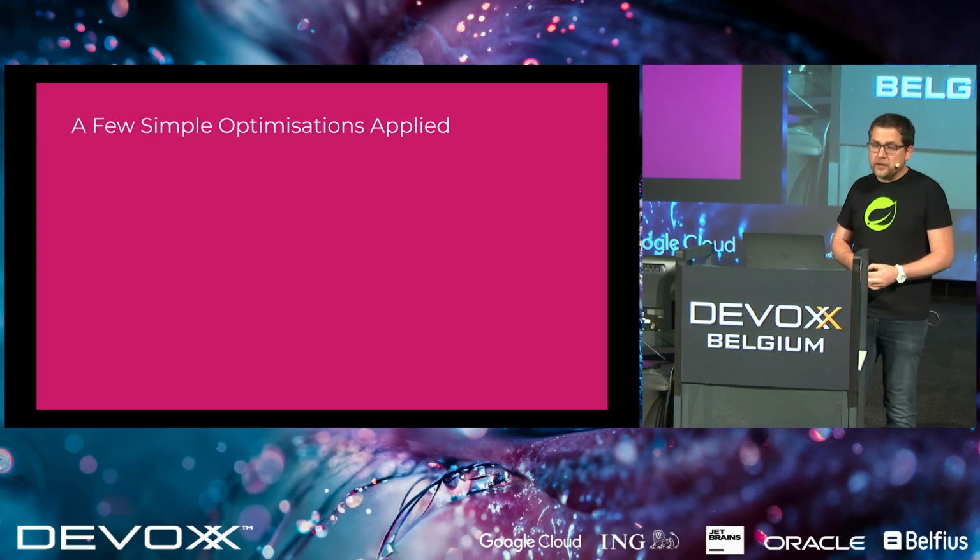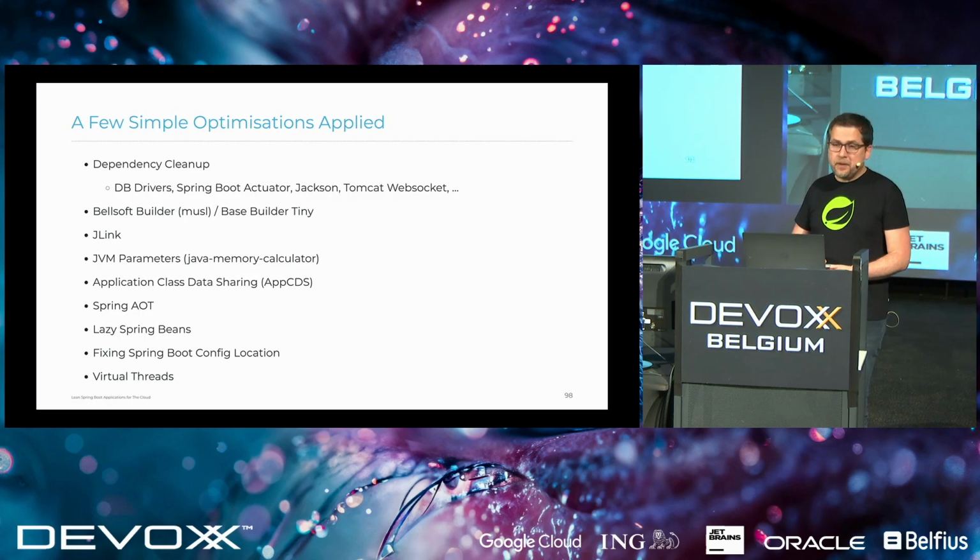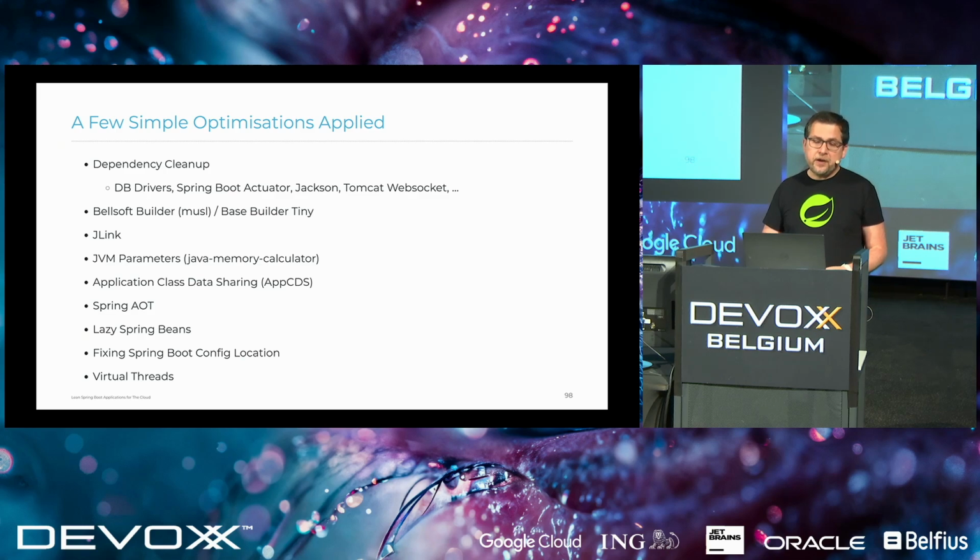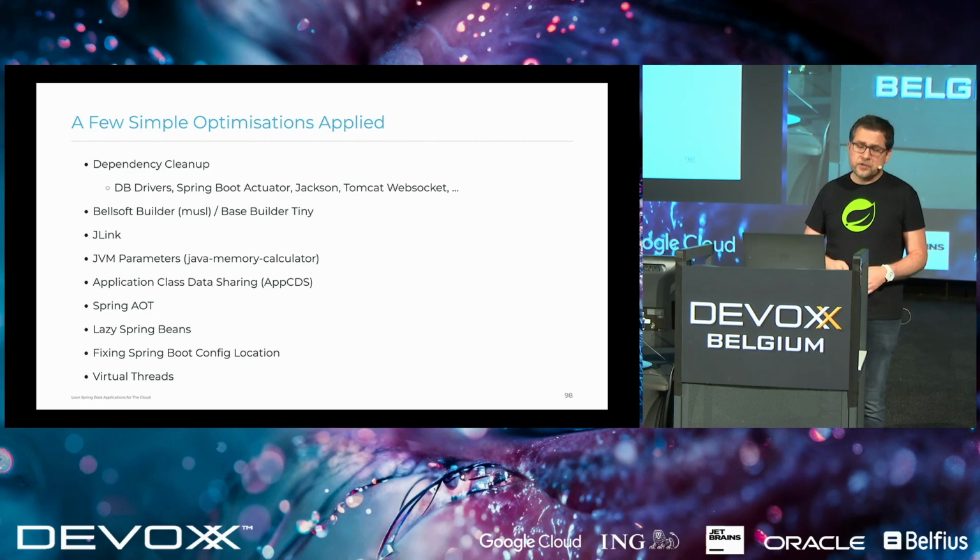So let's have a look shortly at a few optimizations applied. And you will actually see here that I cleaned up some DB drivers. I removed Actuator, I removed Jackson, I removed the SnakeYAML parser, I removed the WebSocket implementation. I was using either the Bellsoft Builder or the Tiny Builder. I use JLink, I do some JVM parameters, some class data sharing, some Spring AOT, some lazy beans, some fixing of the config location, and even virtual threads.